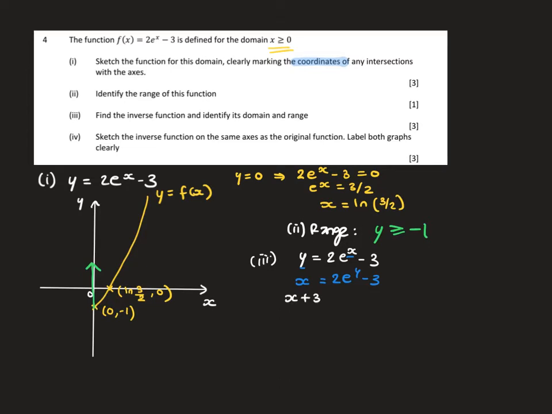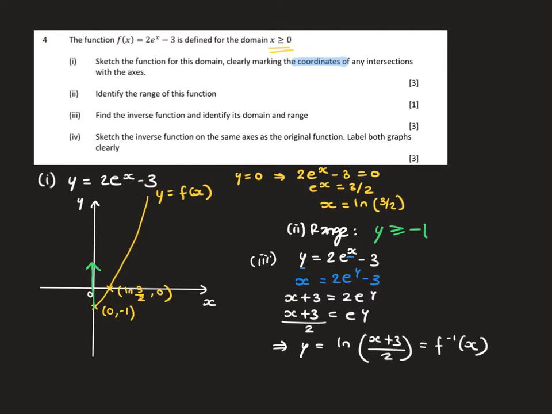So x plus 3 equals 2e to the y. x plus 3 over 2 equals e to the y. And this then gives me y equals ln brackets x plus 3 over 2. And this is the inverse function, y equals f minus 1 of x.